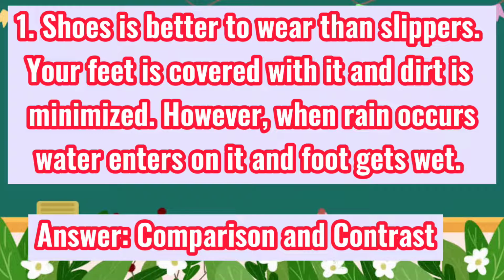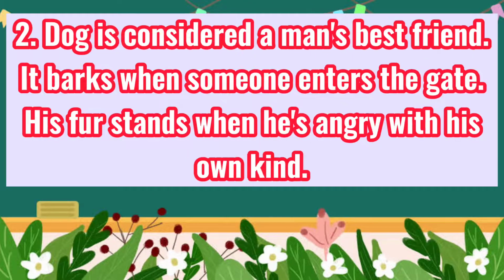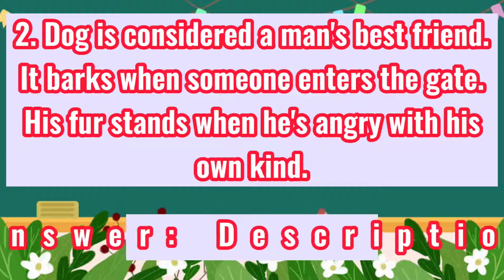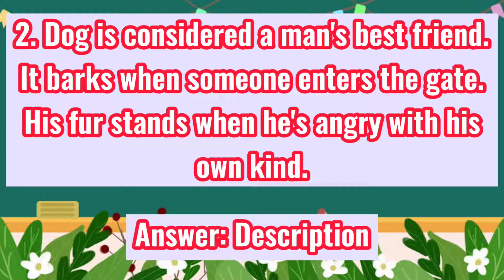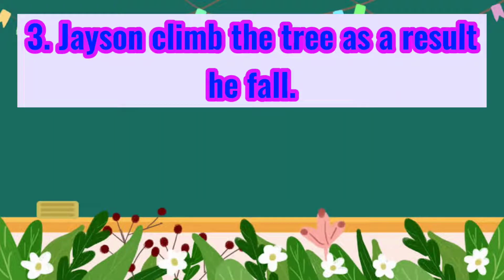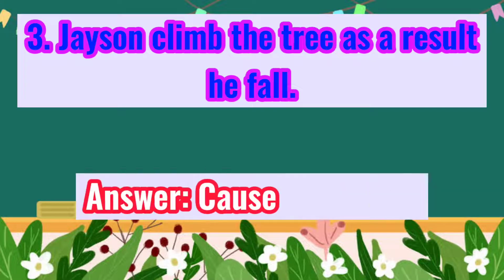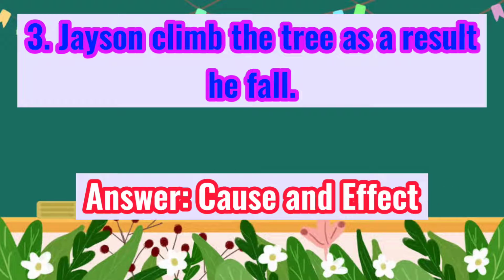Good job, kids! Dog is considered a man's best friend. It barks when someone enters the gate. His fur stands when he's angry with his own kind. The correct answer is description. Very well, kids! Jason climbed the tree. As a result, he fell. The right answer is cause and effect.